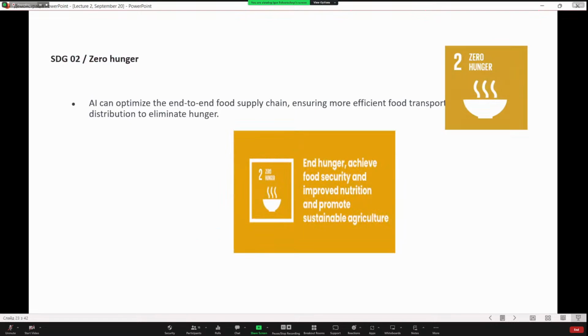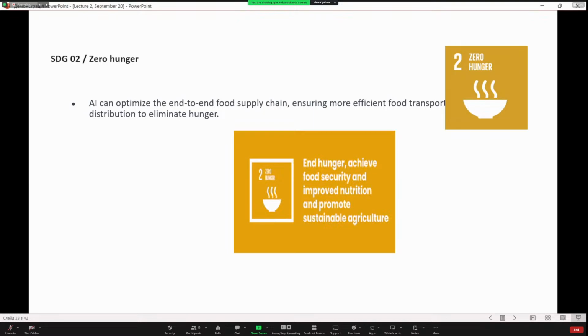Another, SDG number two, is zero hunger. After no poverty, it's also very actual because hungry people have no efficient food and transport. And these questions should be solved together because how we can distribute food and eliminate hunger depends on new technology. And AI could help people to solve these problems.